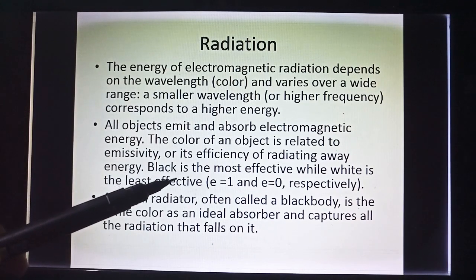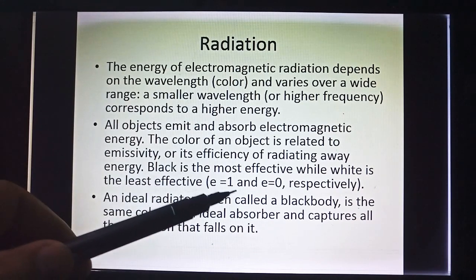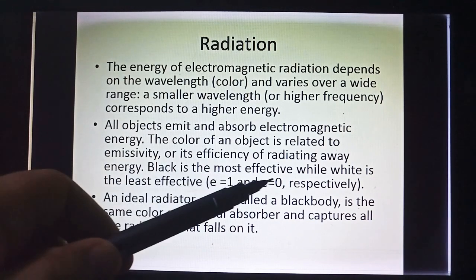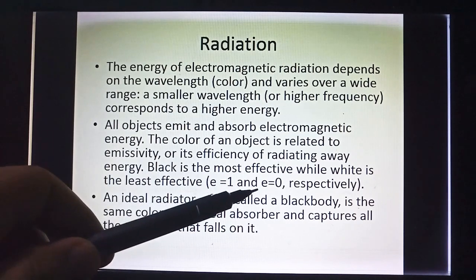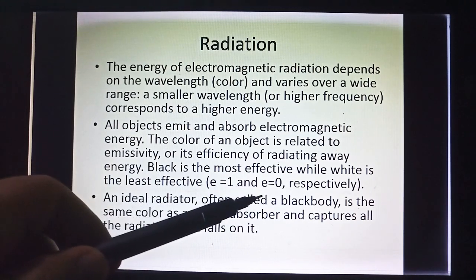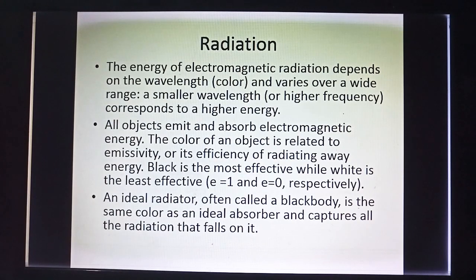For black, its emissivity is equivalent to 1. So black is the most effective, while white is the least effective, and its emissivity is equivalent to 0. That is why when you are wearing a black shirt, you can feel the heat, because black absorbs more heat when compared to, let's say, a white shirt.